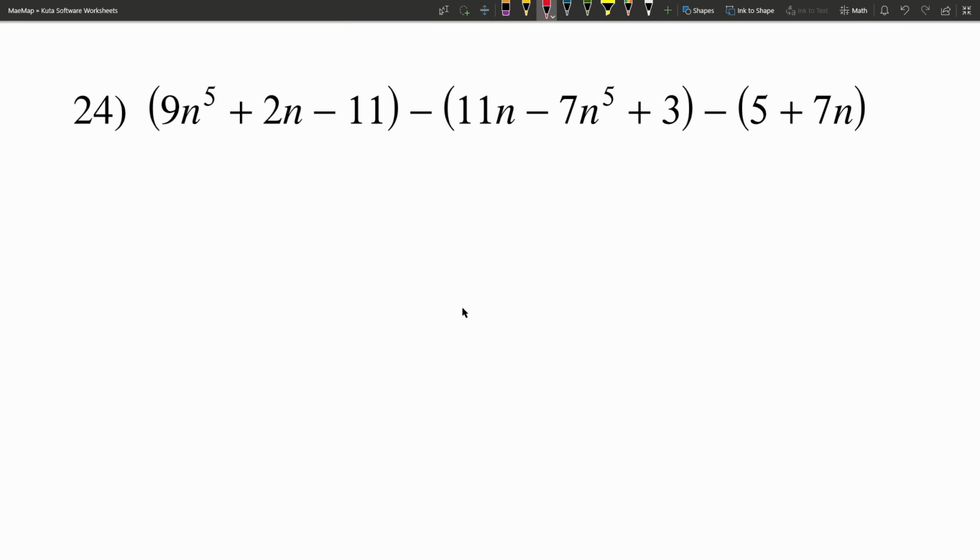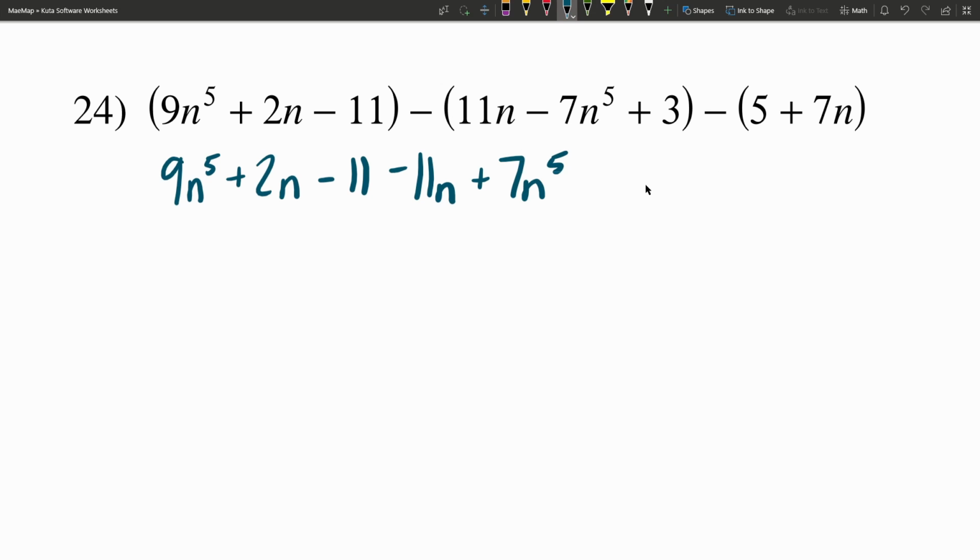Finally, our last problem on this worksheet, number 24. Both those polynomials, the second and third, are subtracted, so I'm going to start just by rewriting this to make it a little bit clearer. So we have 9n to the 5th plus 2n minus 11 minus 11n minus a negative, so adding that 7n to the 5th, and then minus a positive, so subtracting that 3. Then we're going to be subtracting the 5 and subtracting the 7n.